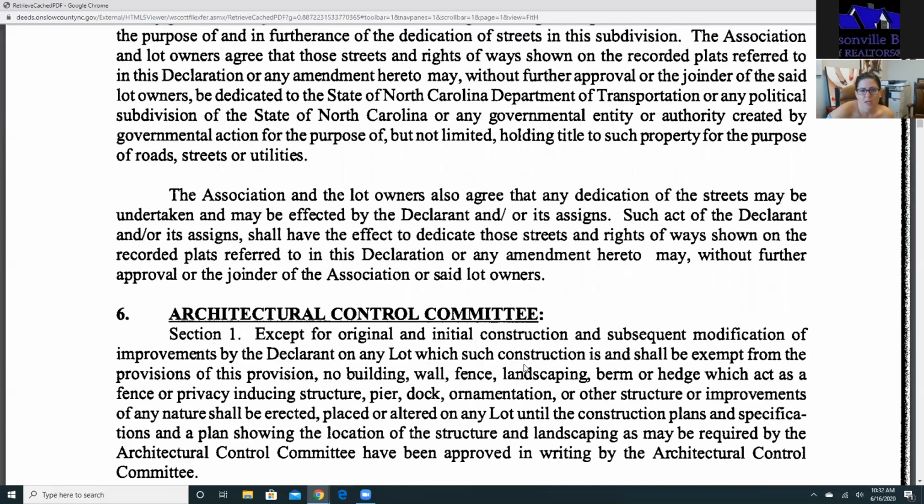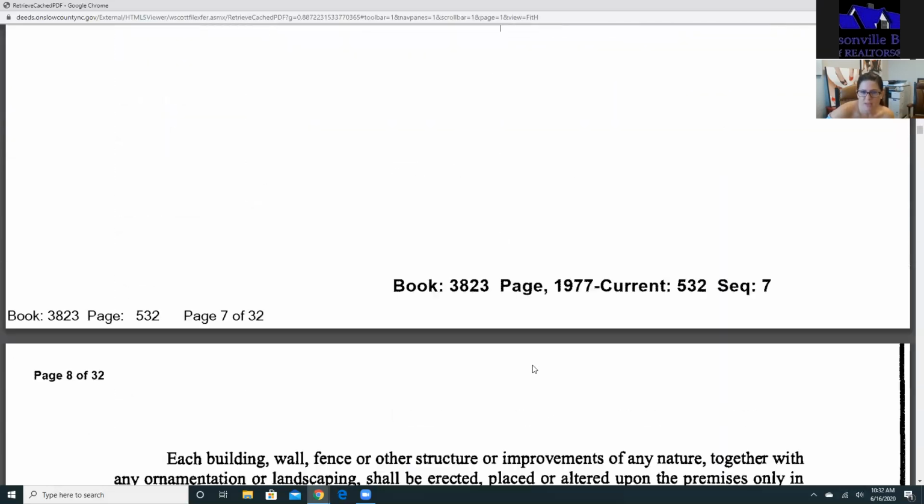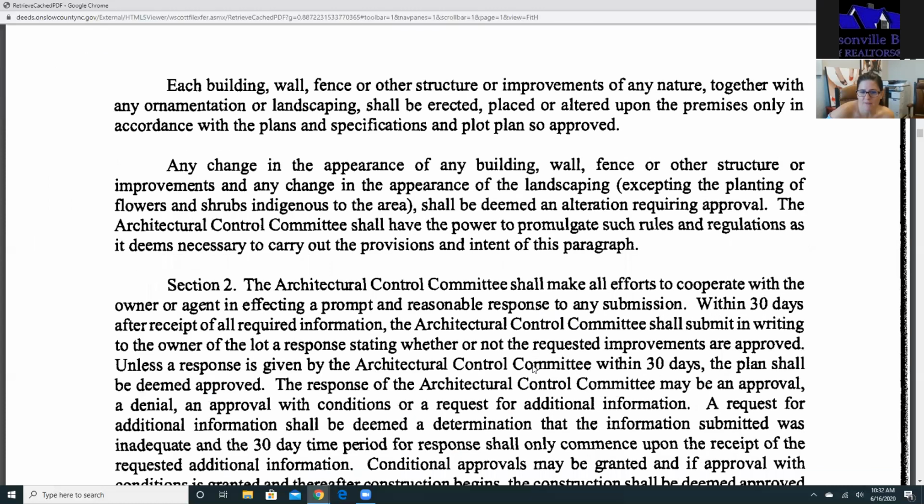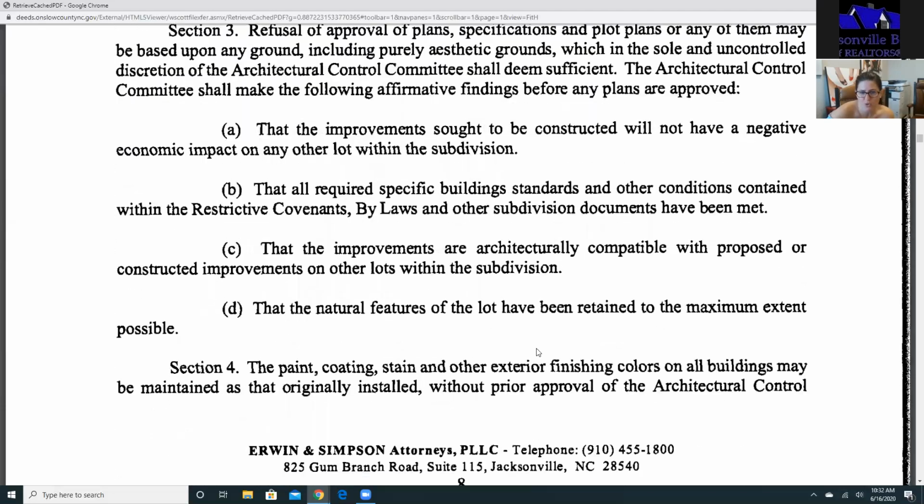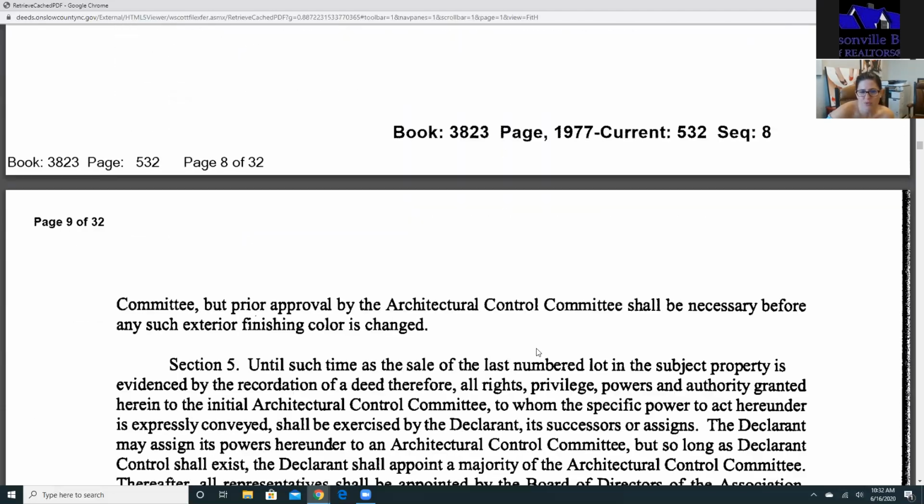Okay. Architectural Control Committee. This is where, when your people are adding a fence, they're going to ask if they can add a fence. Well, this is where you can kind of see who they're going to have to send it to make sure that they can have those fences.